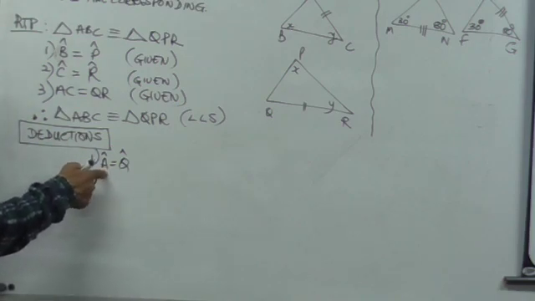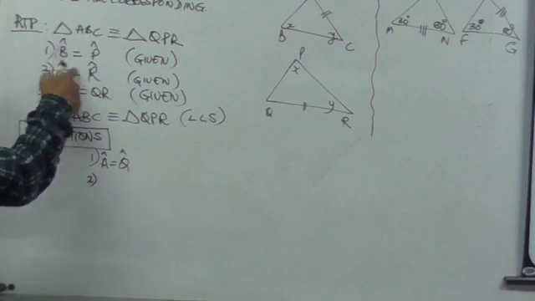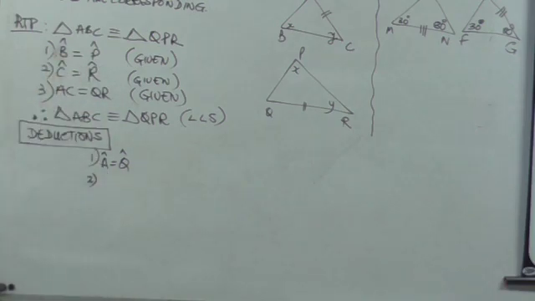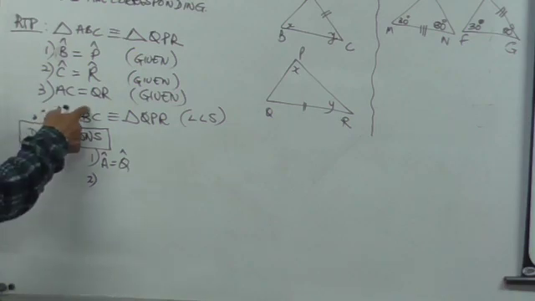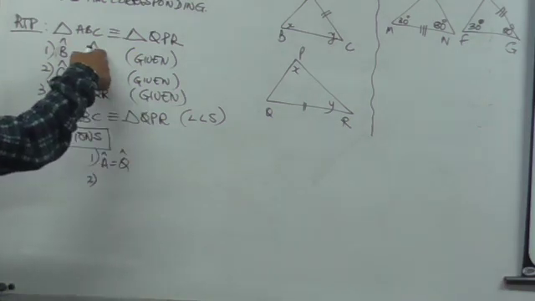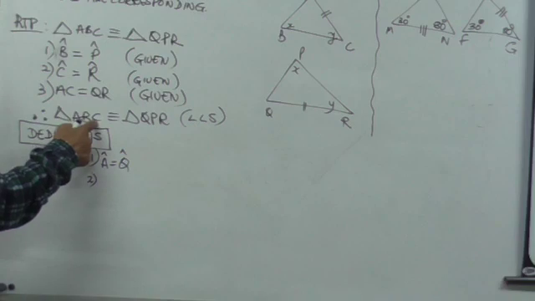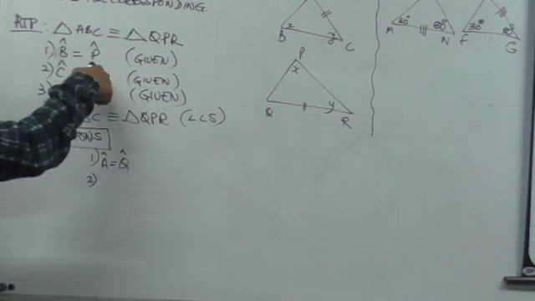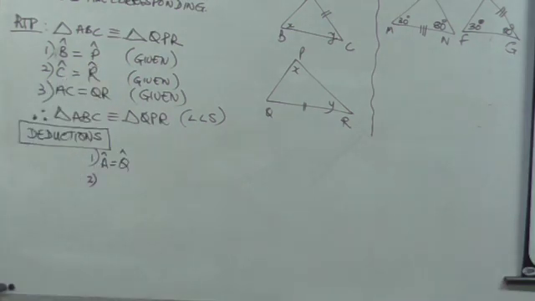Now no more angles you must look for, because 1, 2, 3, the three angles are done with. We already finished. If you check, B is equal to P, but it's used here. C is equal to R, but it is used here. Therefore, they can't be in the deductions. Now we're going to do the sides.